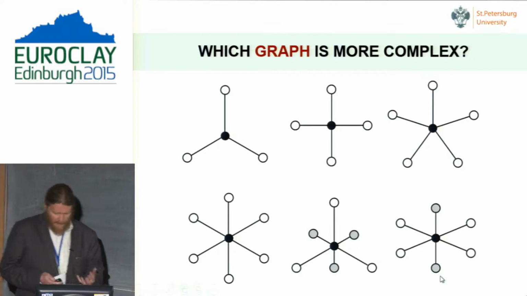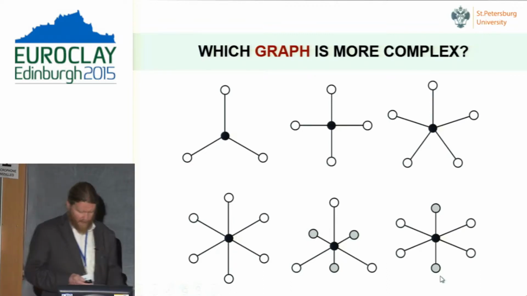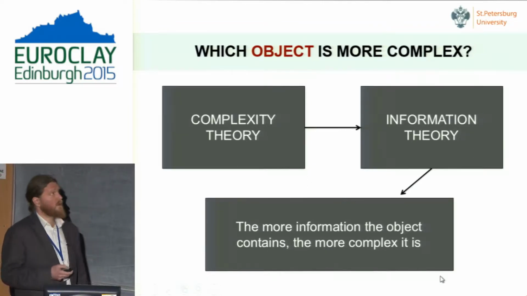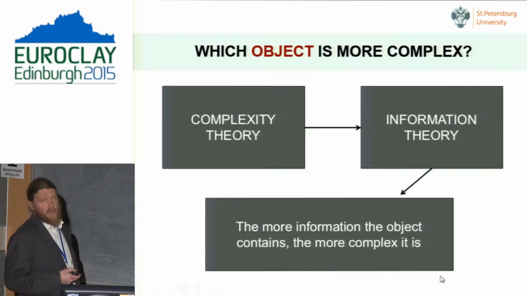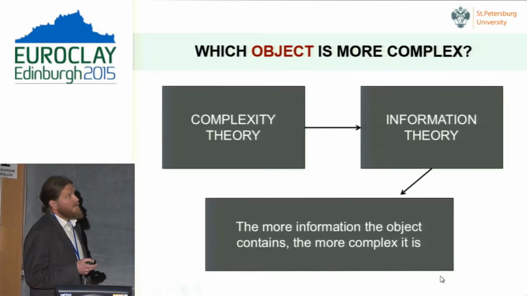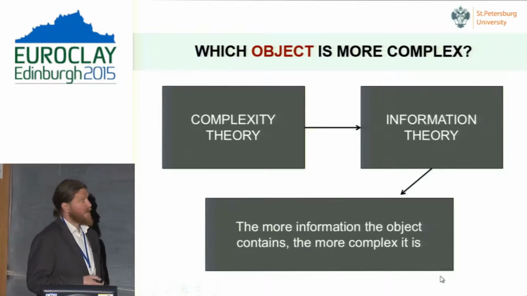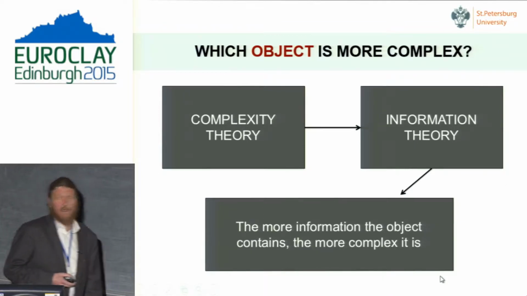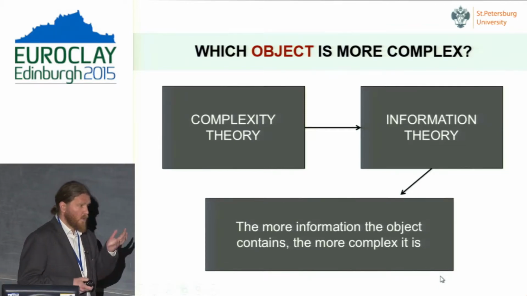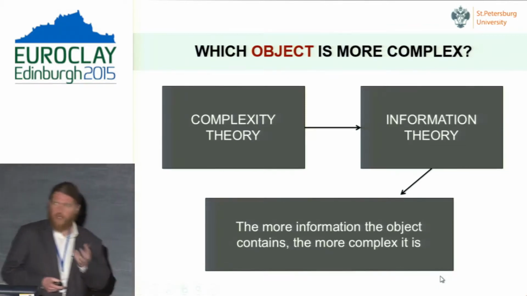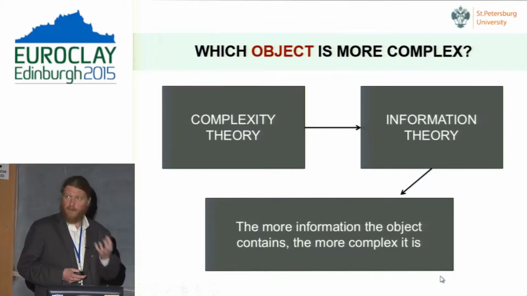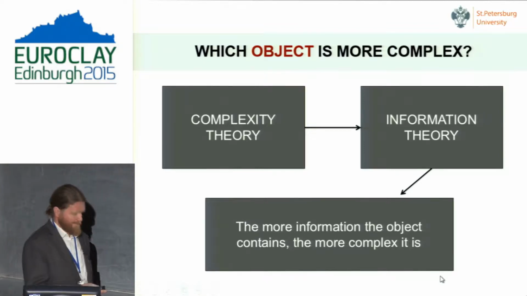But can we really say which one of these two graphs is more complex? So we need a numerical measure. We need a number, and we can do this using the methods which were developed in complexity theory from information theory. The principle is very simple: the more information the object contains, the more complex it is. So we need only a way to express the information amount of a particular object in numbers, better in bits, in binary digits.